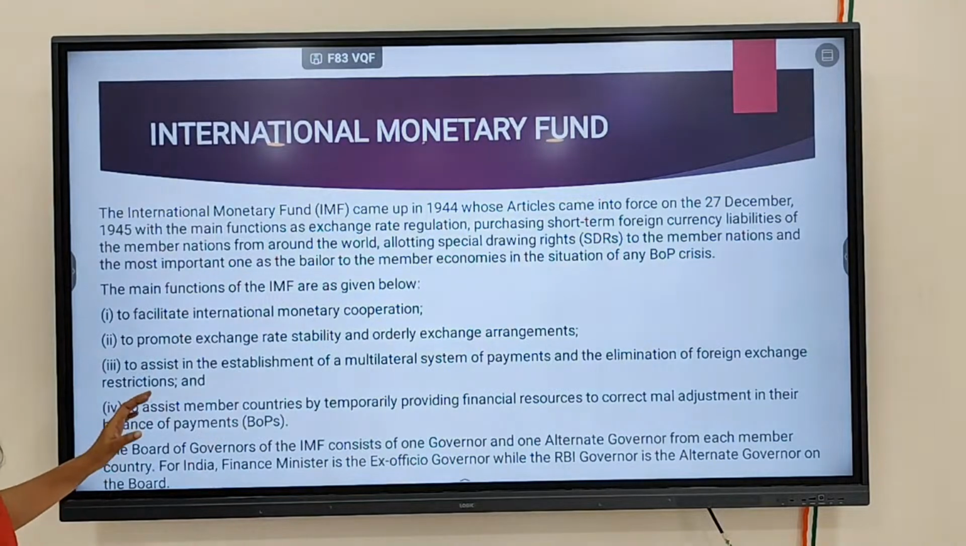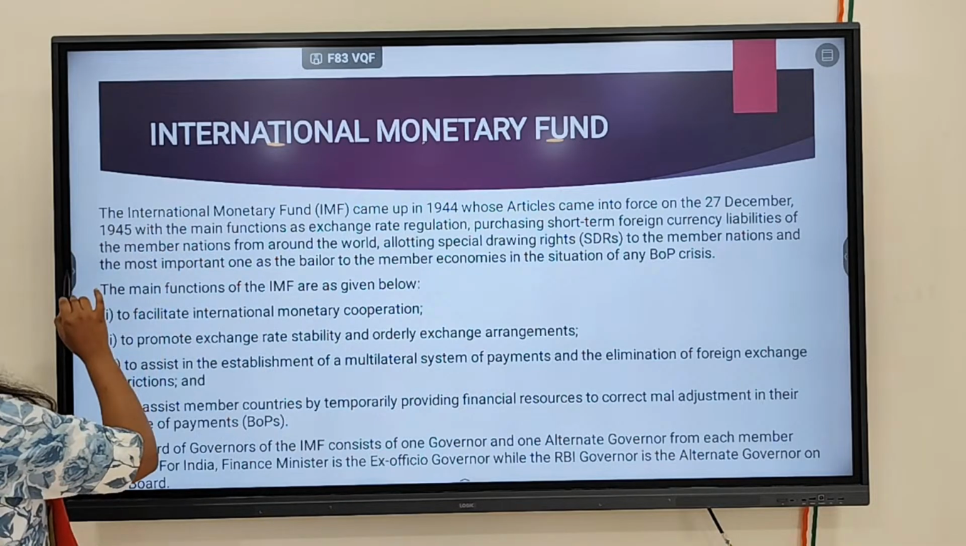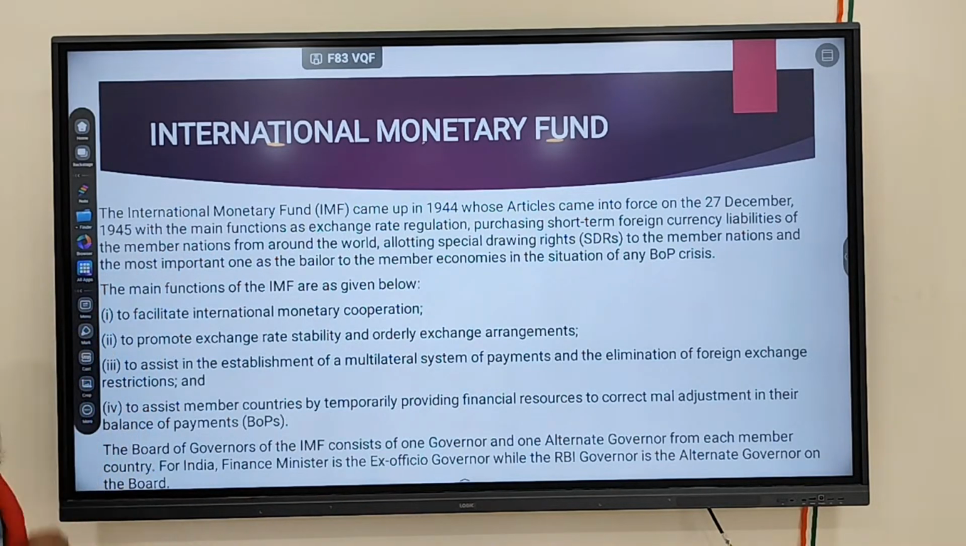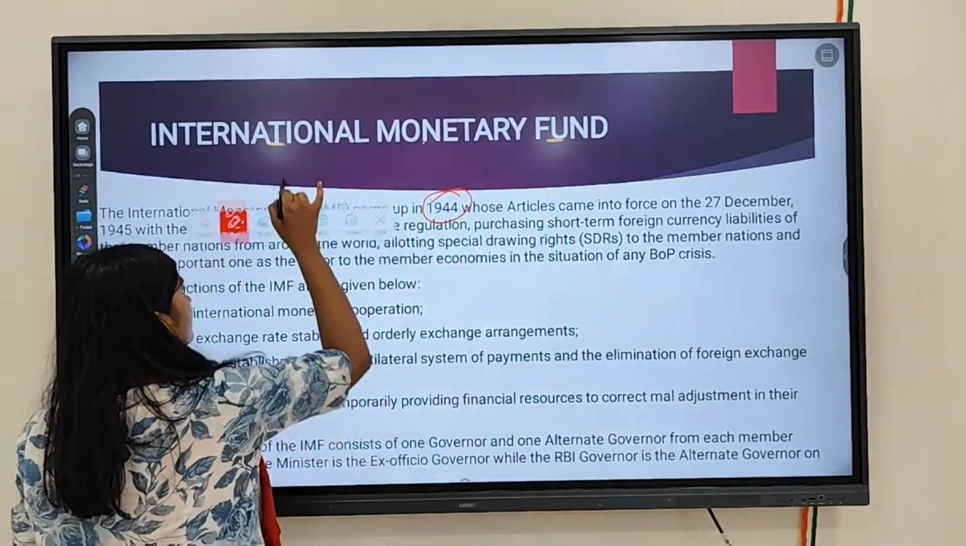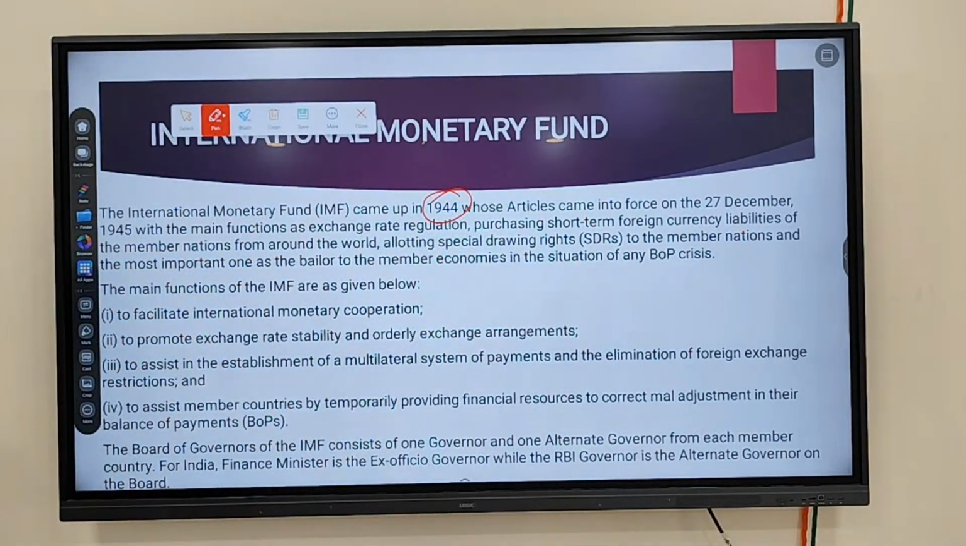Let us see what the IMF is. What is the full form of IMF? International Monetary Fund. Can you see the words? In which year was this set up? It came into force in 1944, after the World War. The World War was taking place from 1939 to 1944. By the end of the Second World War, they established the IMF and World Bank.